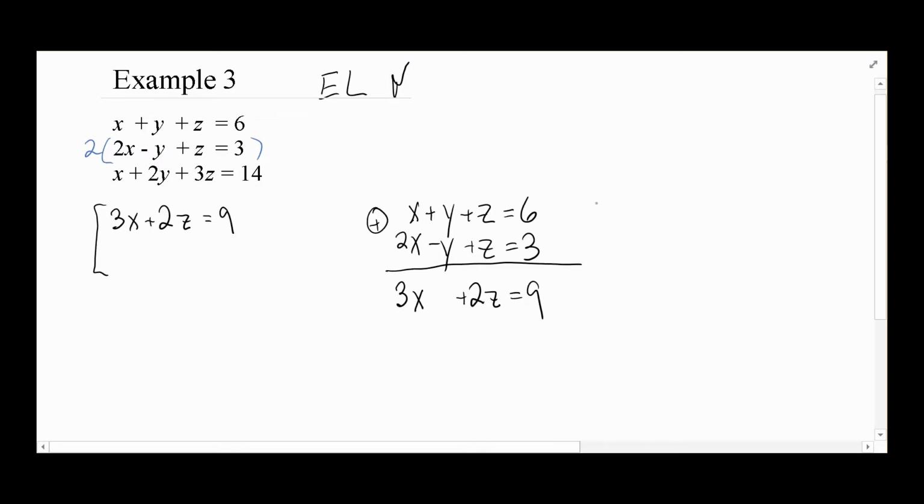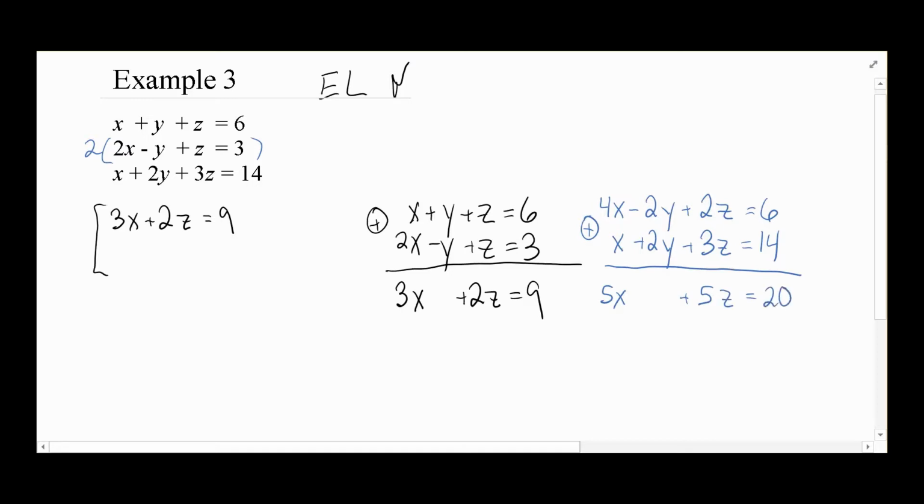So, in multiplying that second equation by 2, I get 4x minus 2y plus 2z equals 6, and I copy down the original third equation. And then I'm going to add these together. That gets me 5x, 5z equals 20.